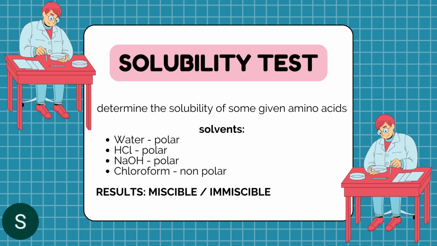Okay? So, ibig sabihin neto, dahil meron siyang positive and negative charge, nagkakaroon siya ng strong attraction sa polar molecules. Okay, so ano ba yung mga polar molecules ulit? Ano yung polar solvents natin? Your water, hydrochloric acid, and your sodium hydroxide. That's why nagiging miscible ang result niya with them. On the other hand naman, you have your chloroform, which is a non-polar solvent, nagiging immiscible siya doon. Okay?